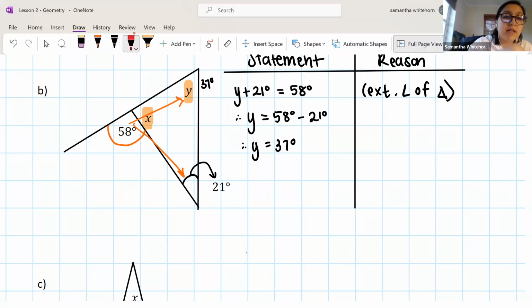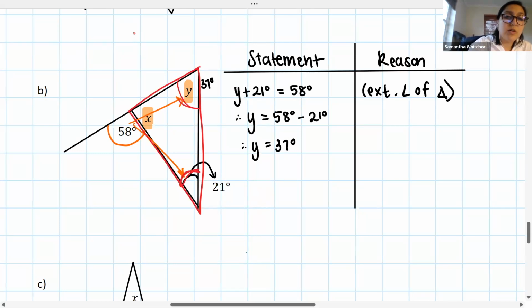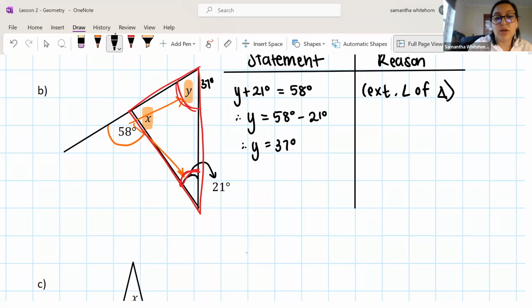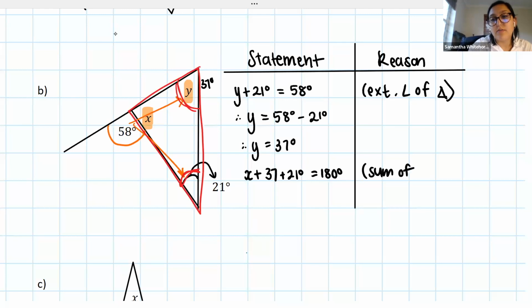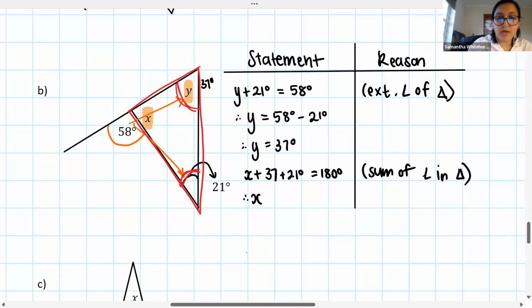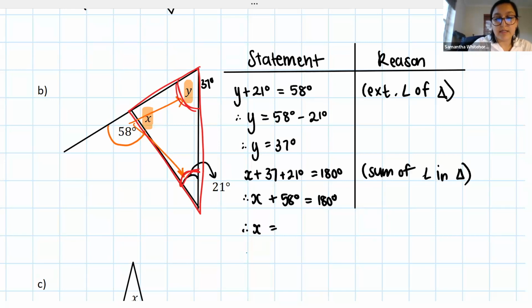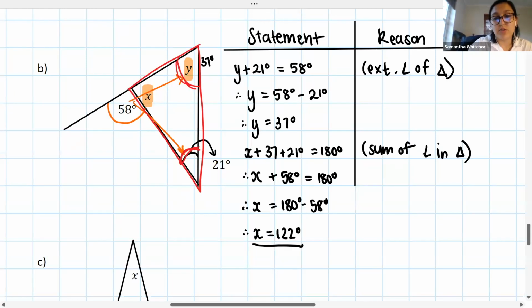Okay, so now we know this is 37. The next thing that I see is that I do have a triangle here. I've got two of my three angles, and so I could use sum of angles in a triangle to work out X. X plus 37 plus 21 must be equal to 180 degrees, sum of angles in triangle. All right, 37 plus 21 is 58, as we already know, which is equal to 180. If we now say X is equal to 180 minus 58 degrees, we get that X is equal to 122 degrees.